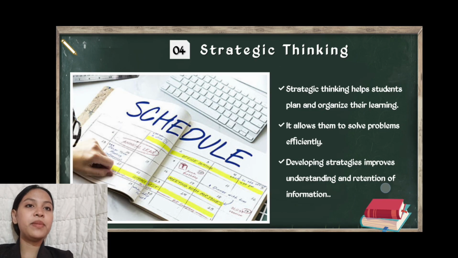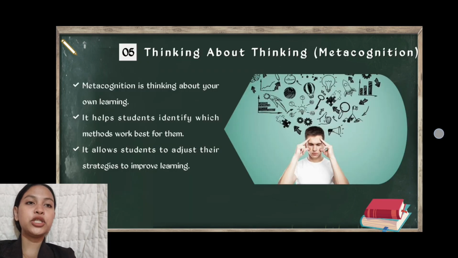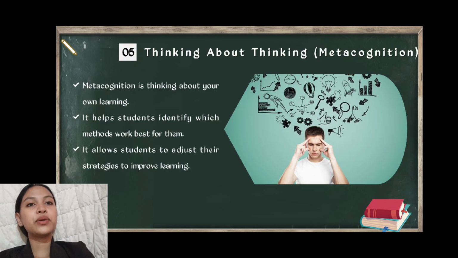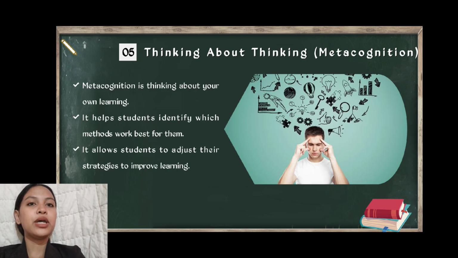So, number five, thinking about thinking, which is the metacognition. So, metacognition is thinking about your own learning. It helps students identify which methods work best for them. It allows students to adjust their strategies to improve learning.